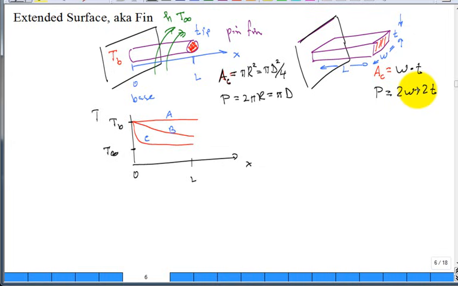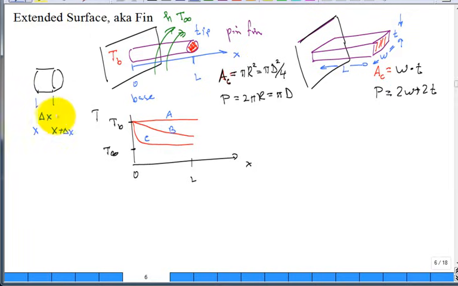All right, now we're ready to set it up. What we do is we grab a little element. I'm going to try and grab it over here. And we're going to talk about a heat balance for that little element. That little element has length delta x. It starts at the location x and ends at the location x plus delta x.